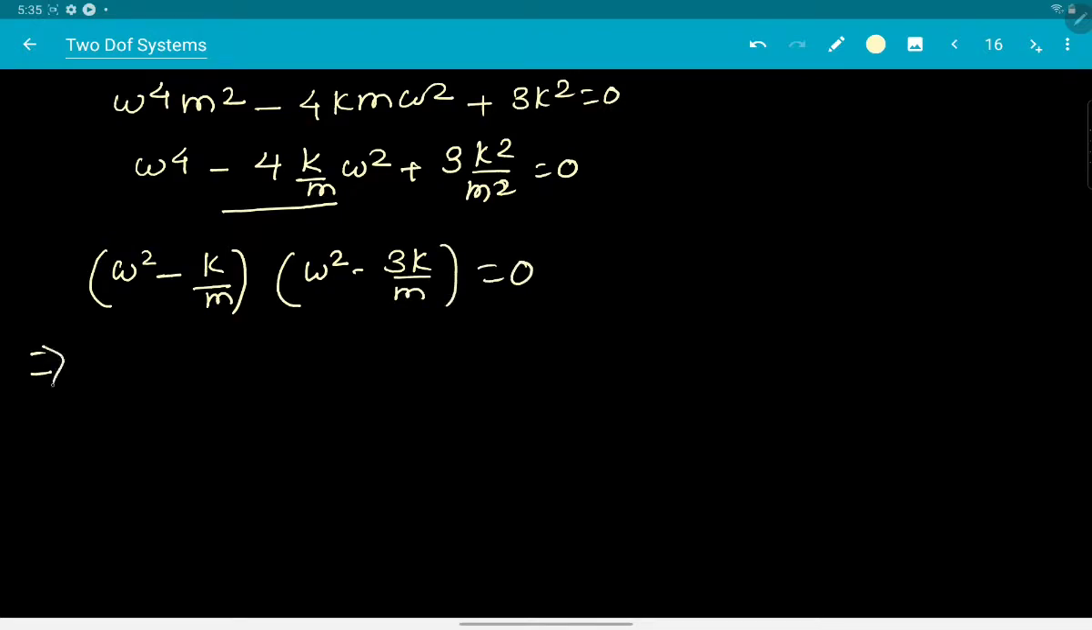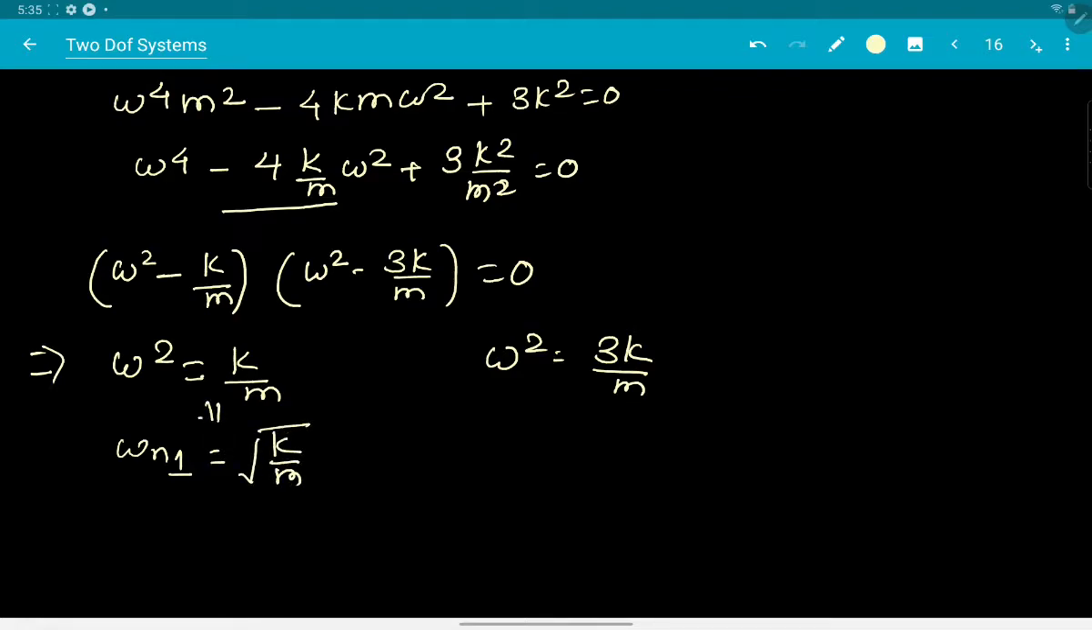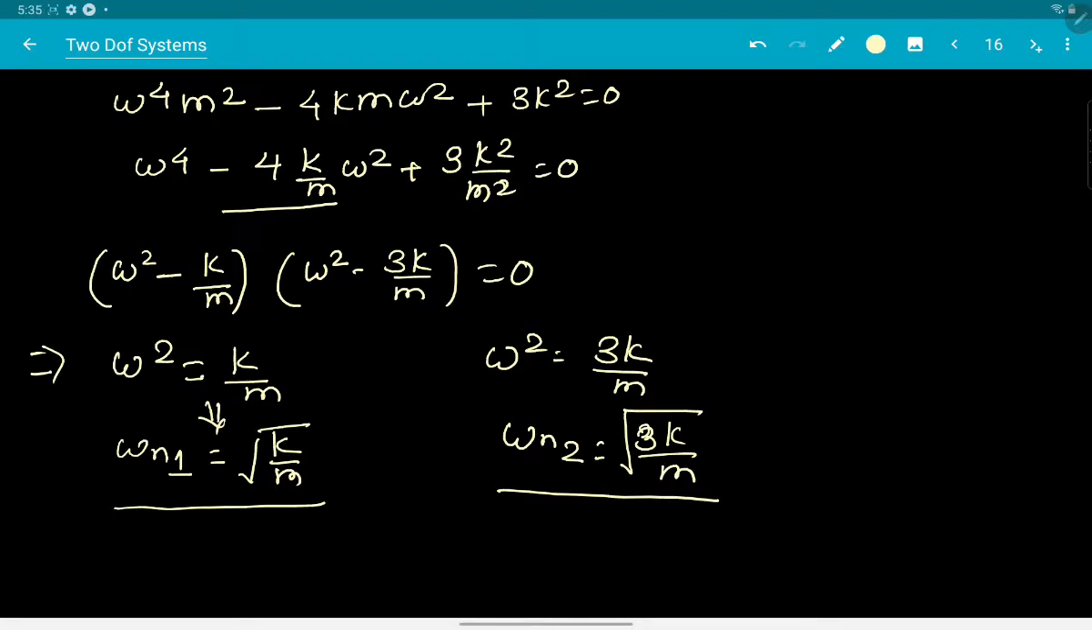So you have obtained two values of omega square, one of which is k by m and the other is 3k by m. I'll call this omega n1, which is the square root of k by m, and this I'll call omega n2, which is the square root of 3k by m. So we have obtained two circular frequencies. Only if the circular frequency is one of these two will you be able to get a harmonic solution.